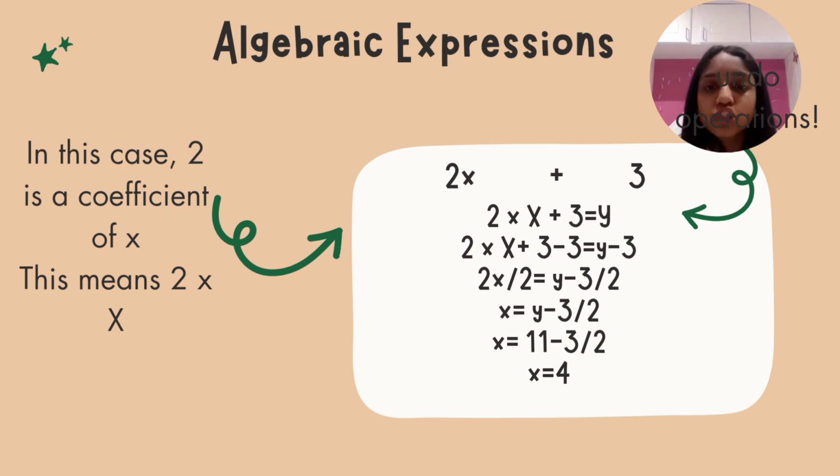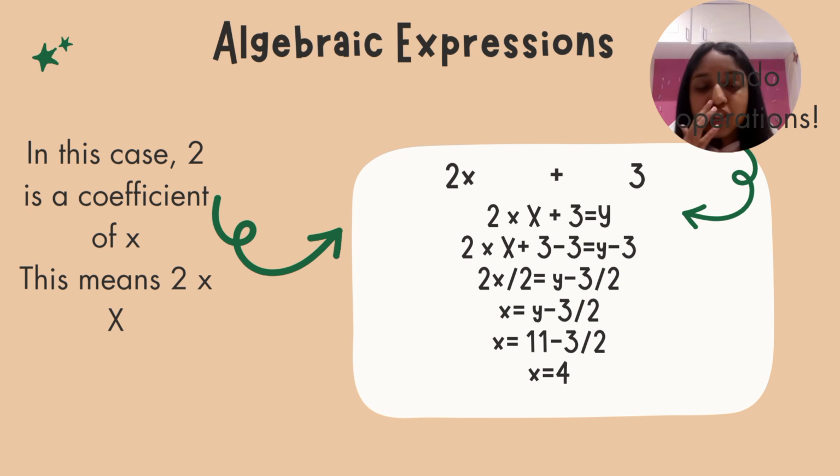In this case, 2 is the coefficient of x. This means that 2 is multiplied by x. But this doesn't mean just this case. It can be in any case. For example, 5y plus 2. In that case, 5 will be the coefficient of y, meaning 5 times y, or 5 multiplied by y.